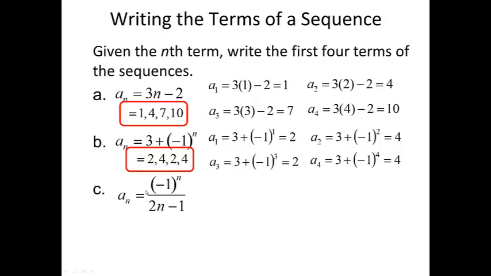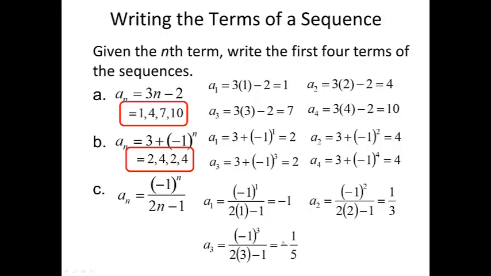Okay, given this nth term, what are the first 4 terms? Well, the first one is going to be -1. Second one is 1/3. -1/5. +1/7. You notice that these alternate in sign. Okay. So that -1 to the nth power gives you the alternating sign. That's another way to get a positive and negative in your sequence.